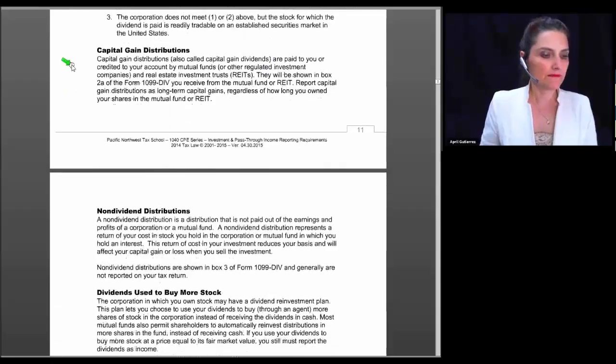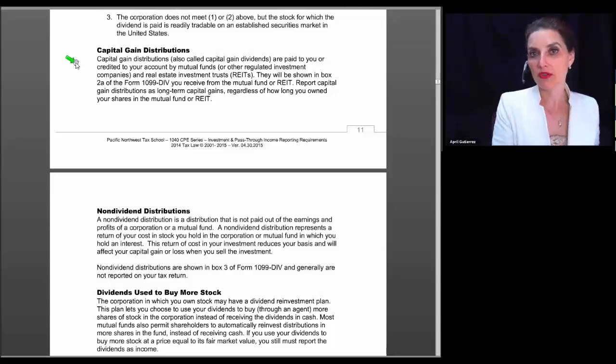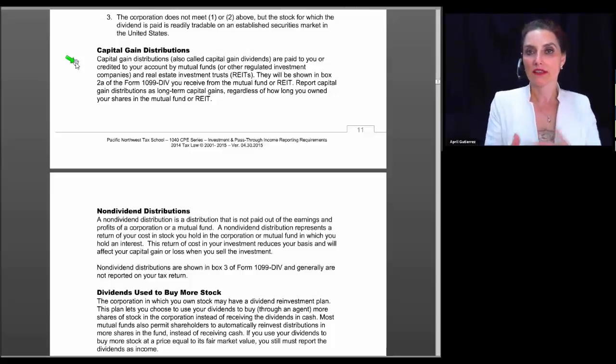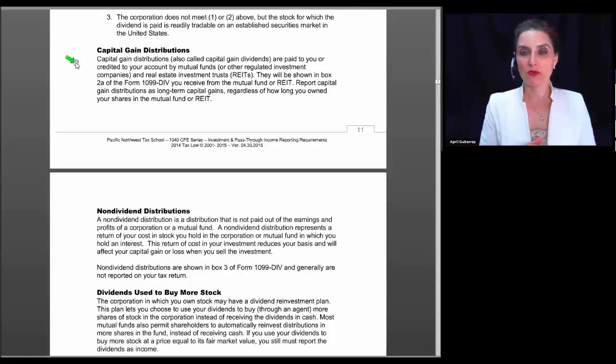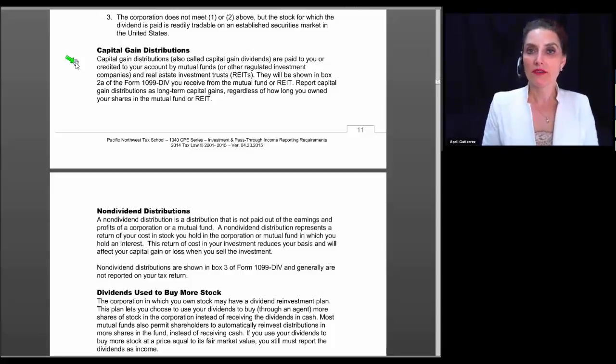Capital gain distributions, that's the next item we're going to look at. Capital gain distributions are paid to you or credited to your account by mutual funds and also by real estate investment trusts. Capital gain distributions are your share of the profits from the buying and selling of stock within a mutual fund. So rather than purchasing and selling stock directly yourself, you may decide to just select a mutual fund and purchase shares in that mutual fund. Meanwhile, in the background, the people who manage that mutual fund, it's their job to buy and sell stock inside that mutual fund. And when they buy and sell stock, they're going to be achieving capital gains and capital losses. And if they have net gains for the year, those net gains are going to come through to you as capital gain distributions.